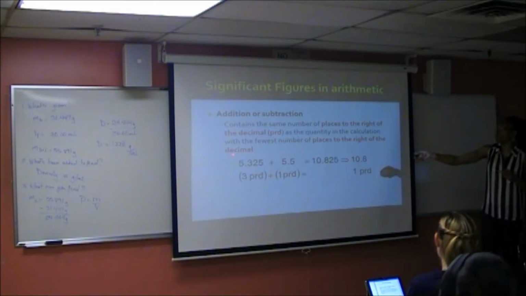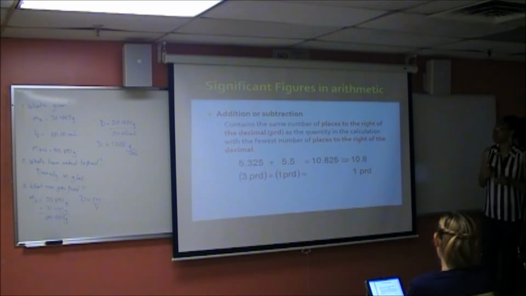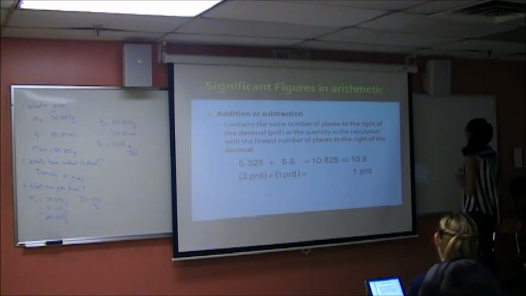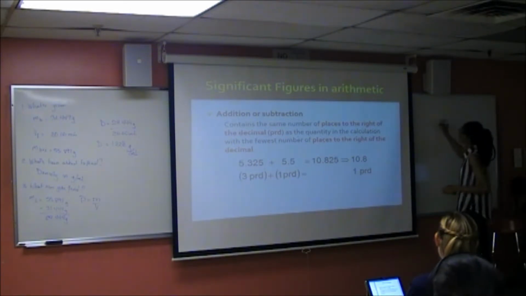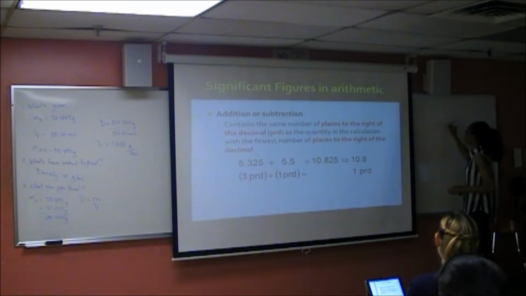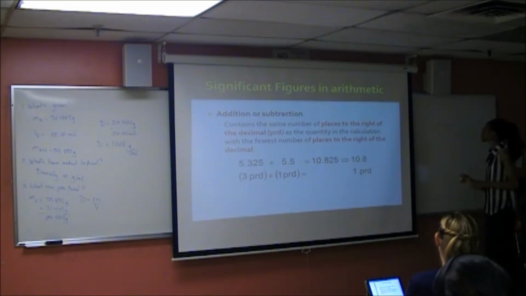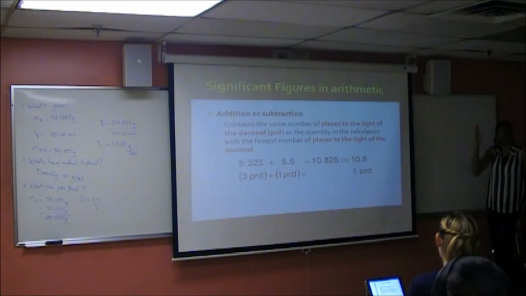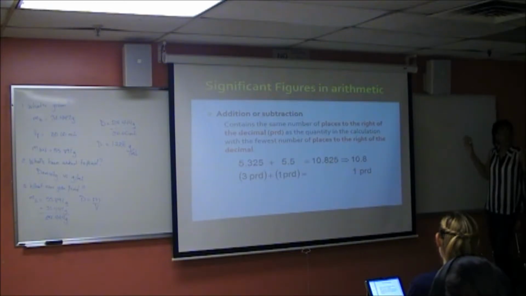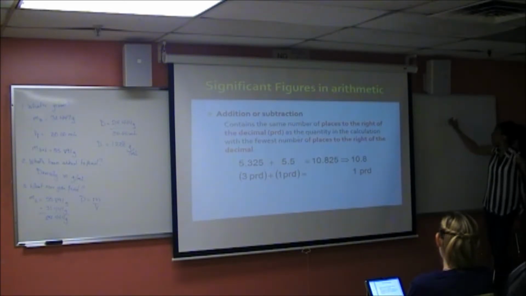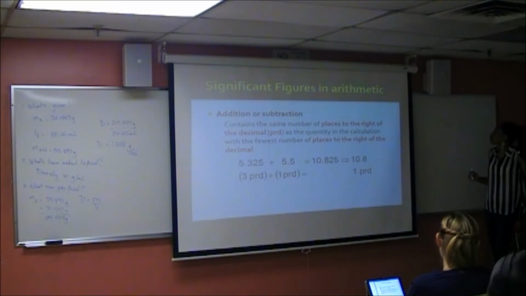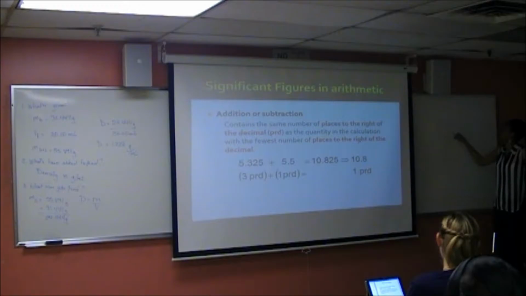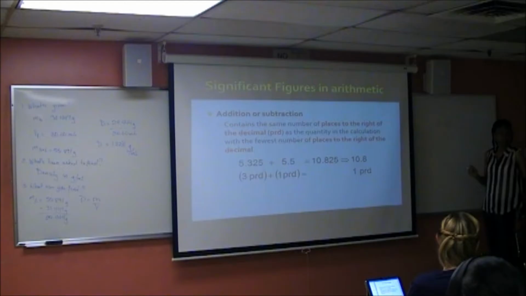Now when we add up these two, we have 10.825. You are now going to figure out where you're going to draw your line. Where is the cutoff point? Behind the 8. So now we have to determine what's going to happen here. And you never round, you just truncate.